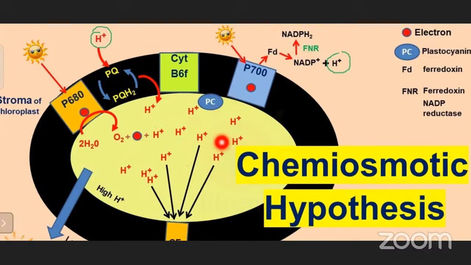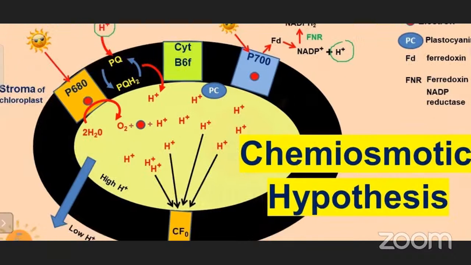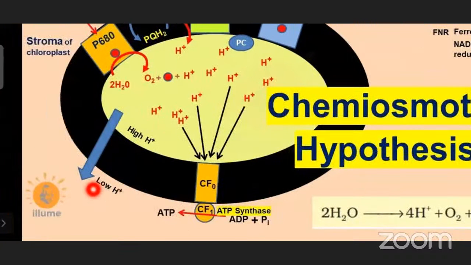Now when this proton gradient increases, the protons want to move from here. They will move from higher concentration to lower concentration. Where is the lower concentration? The lower concentration is outside the thylakoid. That means back in the stroma. So they want to move from the lumen to outside, and diffusion will take place.